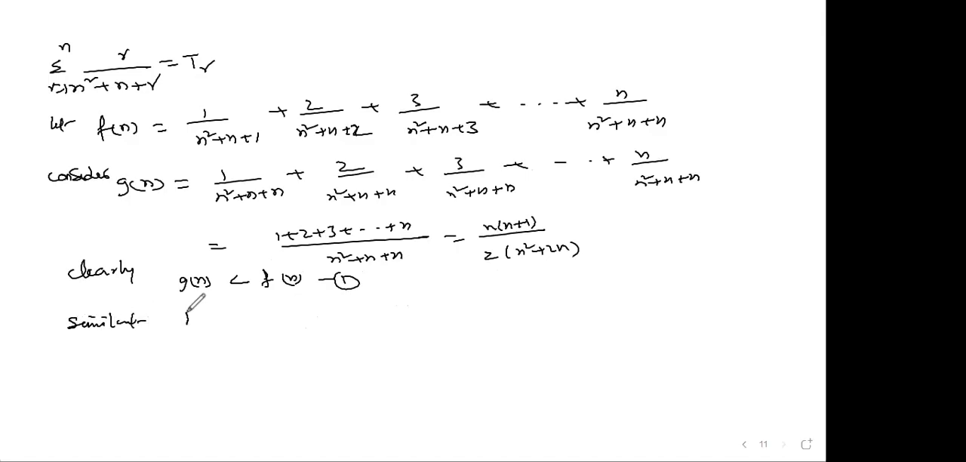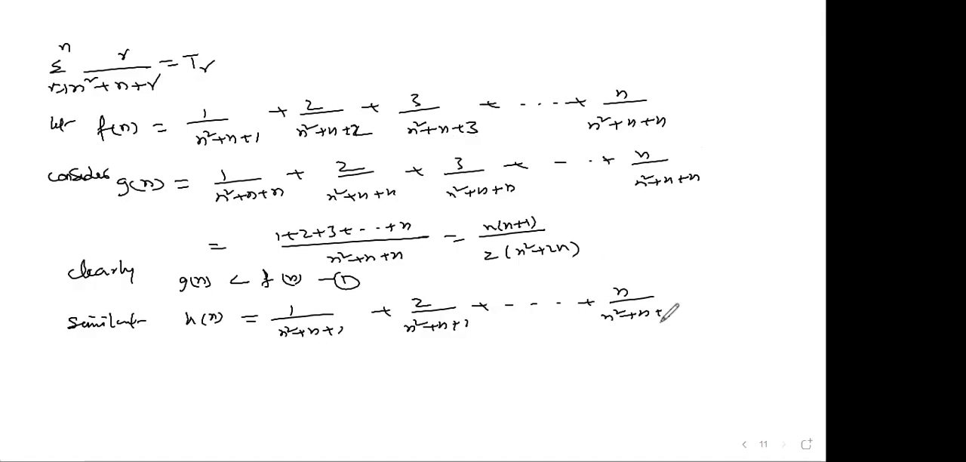Similarly, I'm also considering h of n. What is this? 1 by n square plus n plus 1 and 2 by n square plus n plus 1, and so on like this, up to n divided by n square plus n plus 1. See the difference here: 1, 2, 3 is there. Here I consider n such a big number. That's why compared to this, it is like this.